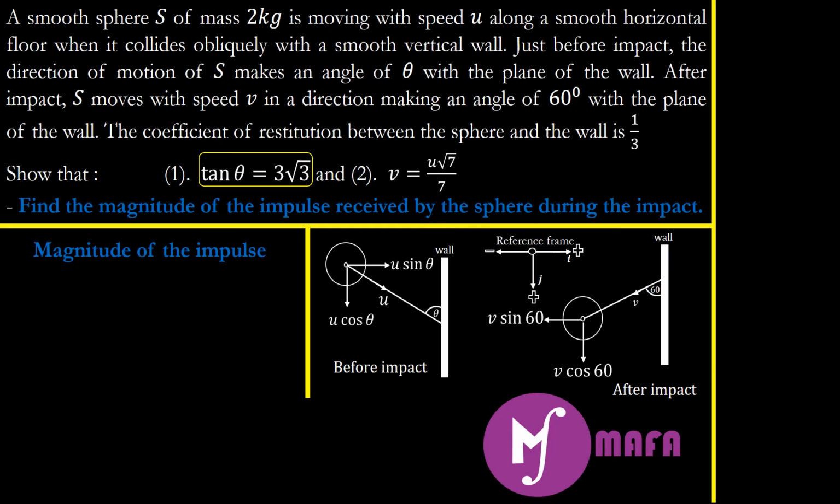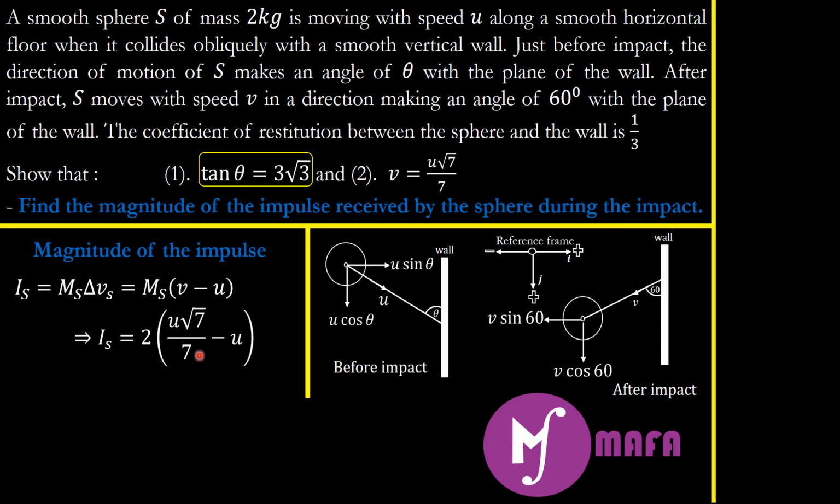Finally, for this question, we need to find the magnitude of the impulse received by the sphere during the impact. So the impulse received by the sphere is just the mass of the sphere times the change in the speed, which is the mass of the sphere times v minus, remember speed is a scalar quantity, the final speed was v and the initial speed was u. Since we have already expressed v in terms of u, our final answer is going to be in terms of u. So our v is u root 7 on 7, then minus u.